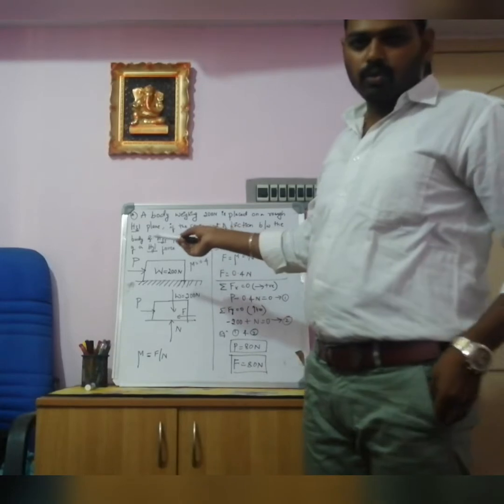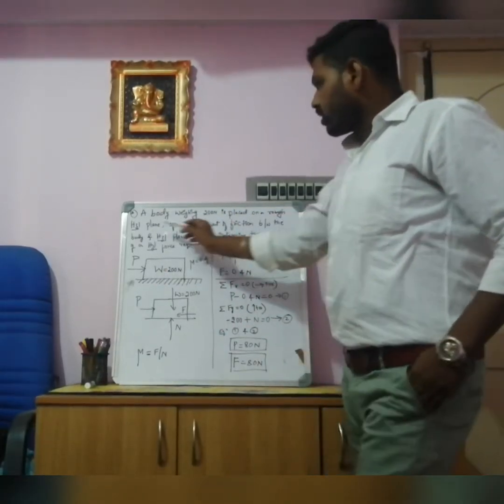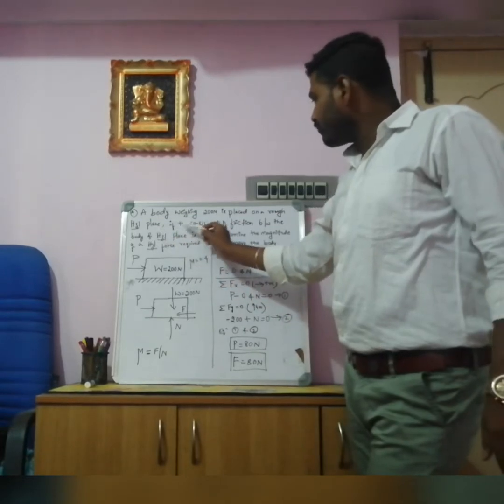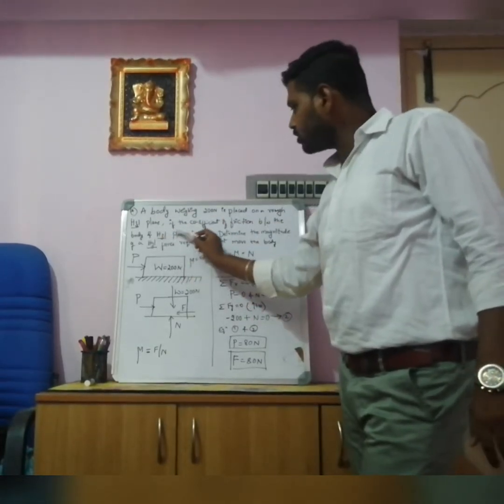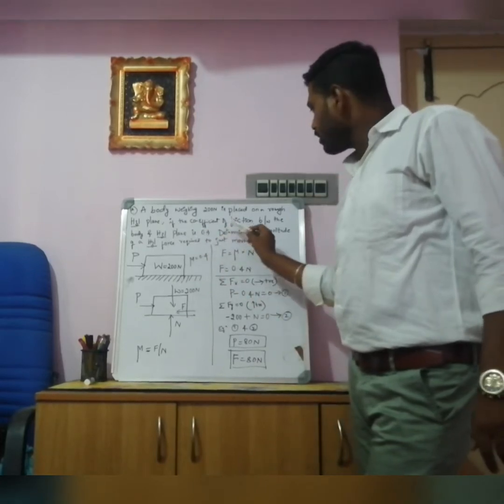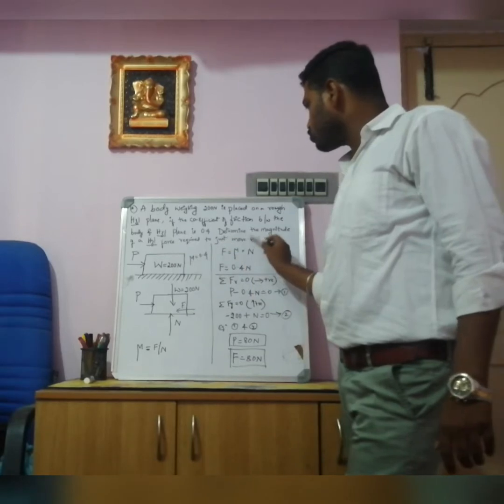So we can see there is a problem. A body weighing 200 Newton is placed on a rough horizontal plane. If the coefficient of friction between the body and the horizontal plane is 0.4, determine the magnitude of the horizontal force required to just move the body.